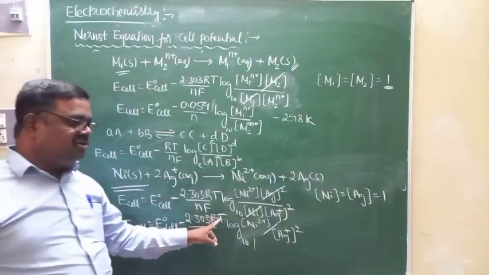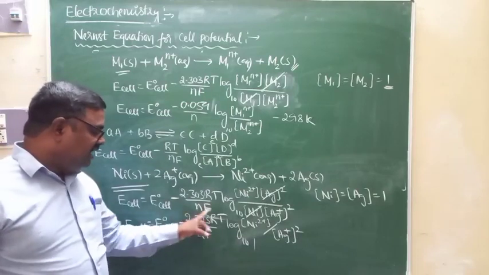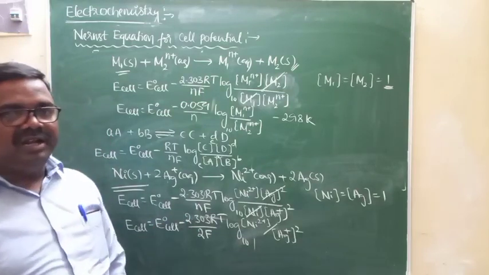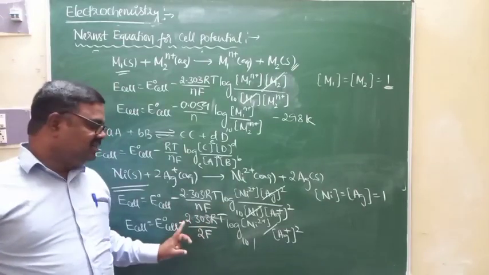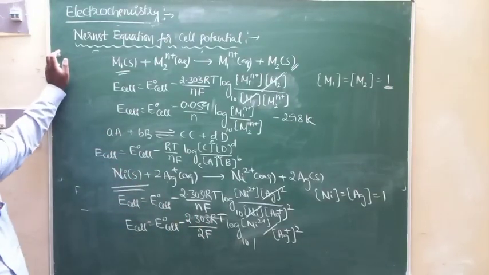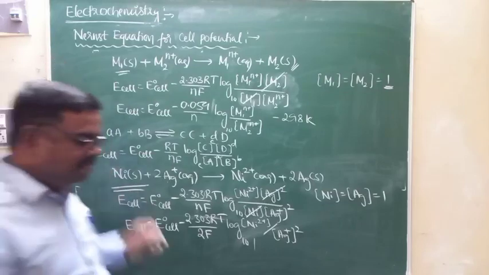This is the expression for the cell potential for this particular cell reaction. If you put temperature 298, this value becomes 0.0591 by 2, that is 0.059 divided by 2. So this is the expression for cell potential. Okay?